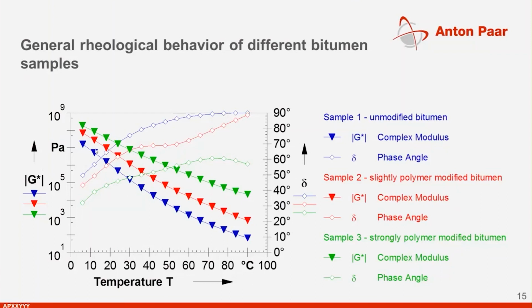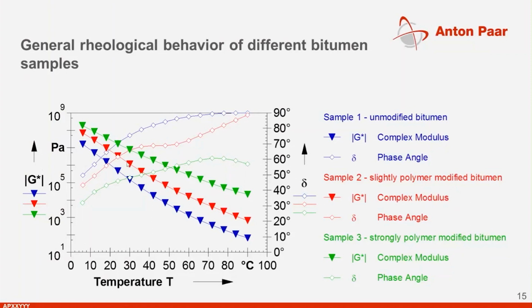The other extreme here is the green curve, which includes a high amount of modification. So the green curve is showing the highest stiffness, which you can see here on the G star value. And it is now becoming ideal viscous. It is more like behaving like a viscoelastic liquid in the range from 70 to 40 and behaving like a viscoelastic solid in the range from 40 to 10 degrees C.